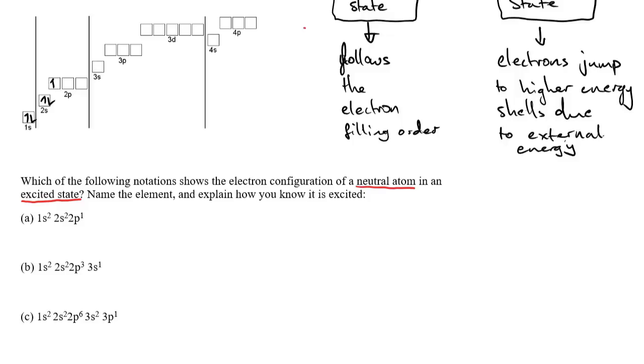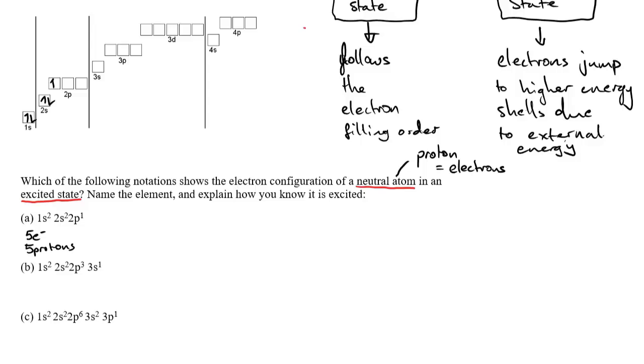Okay, so because this is a neutral atom, in a neutral atom you know that the proton number equals the number of electrons. So what we're going to do is figure out what element this is. We're just going to count the number of electrons that are present. We can see that we have 5 electrons, which means that this particular atom has 5 protons.